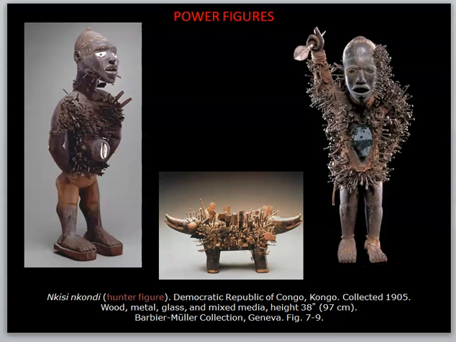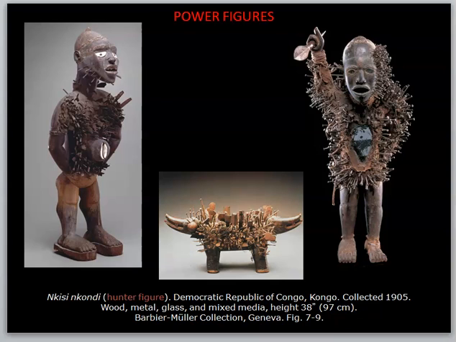These figures work this way. Let's say that, I think everybody knows, my purse was stolen. I go to my local priest and I ask for help in finding my missing purse. What he would then do, if he didn't have a power figure, would be to send me to the local carver to get a power figure made. That power figure then would be placed in the possession of the priest.